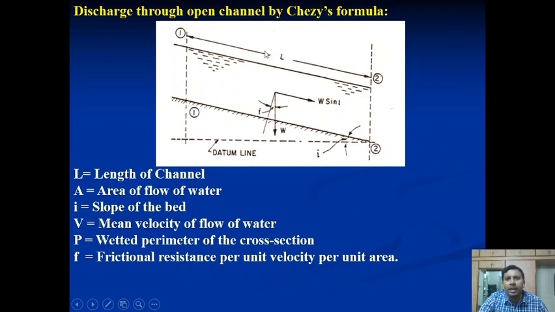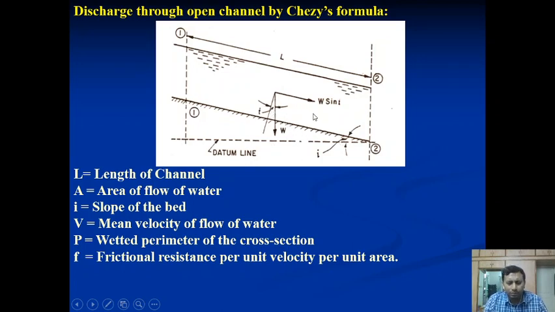And this channel has length L and makes an angle I with the horizontal. The water conserved between channel section 1 and 2 is considered as the weight of the water, and this weight of the water makes the angle I with the horizontal.